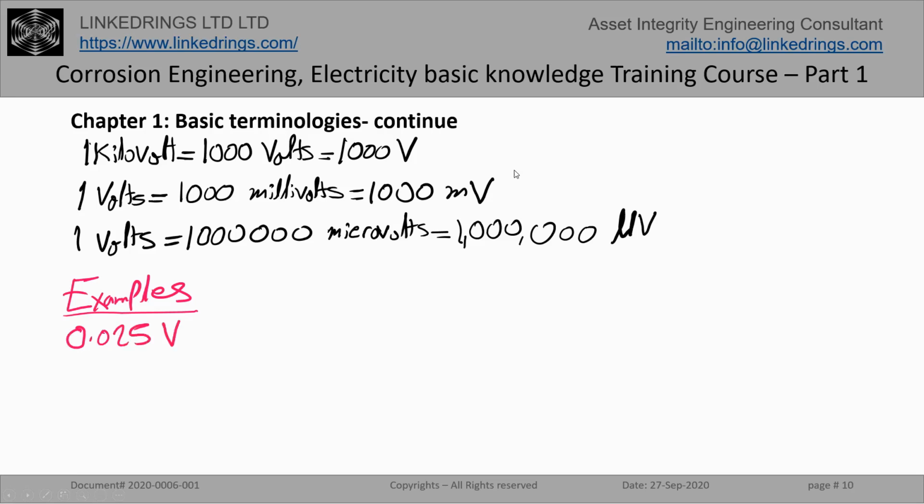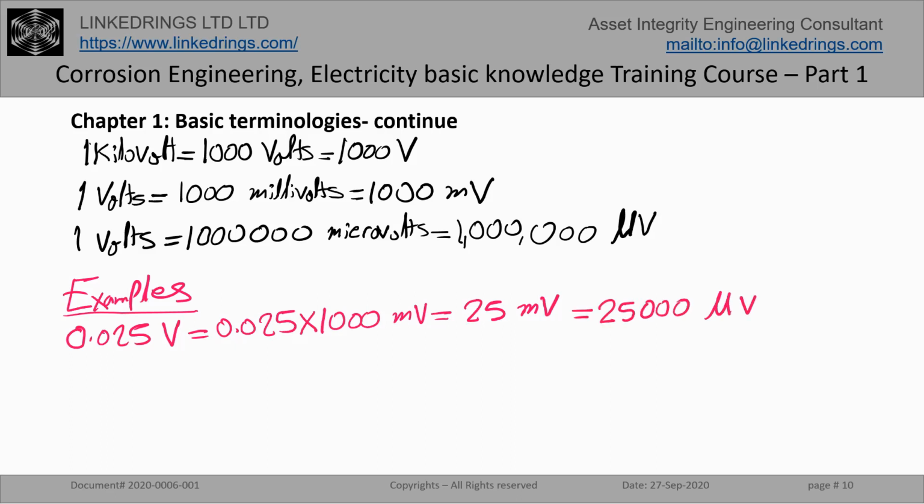Okay, let's get some more examples on unit conversion. 0.025 volts. How many millivolts? Okay, so we multiply by 1000. So equal to 25 millivolts. How many microvolts? Again, multiply by 1000. So equal to 25,000 microvolts.